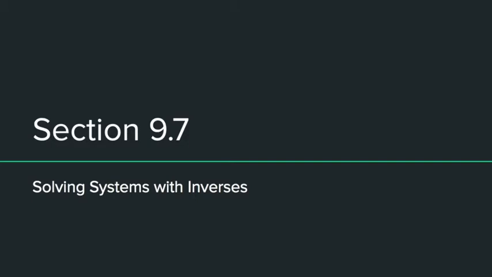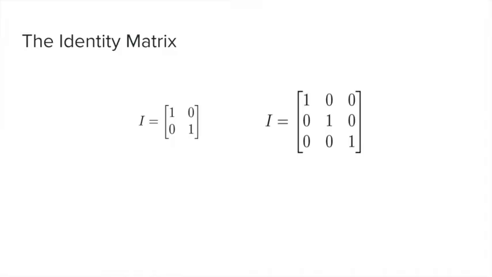Today we're going to look at section 9.7, which is solving systems of equations with inverses. To start, we need to identify something important called the identity matrix. This is kind of a weird thing because it has a singular name, the identity matrix, but it's actually many different matrices that all have the same form. Your book differentiates between different size identity matrices with a little subscript.